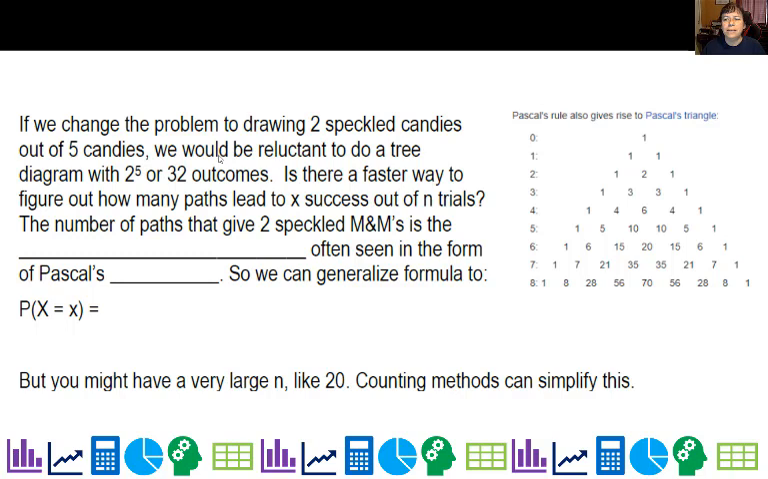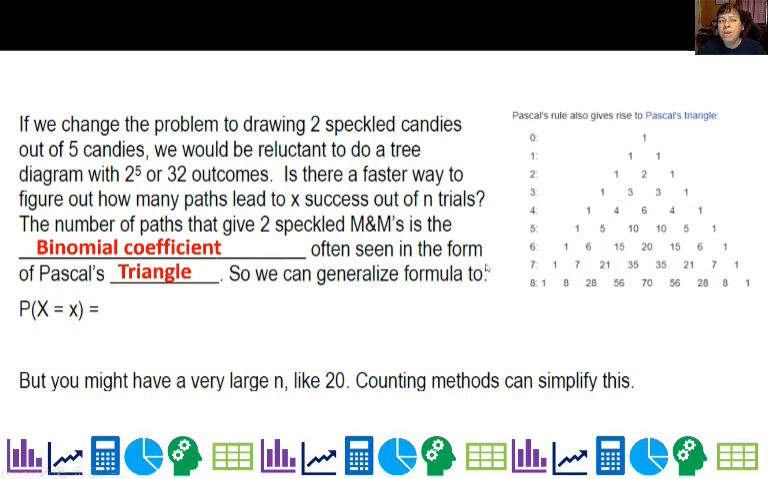Well, the number that gives the two speckled M&Ms is called the binomial coefficient, and we often see it in the form of Pascal's triangle. If I have any math nerds here, you've probably seen this before. And when you studied binomial expansions in algebra or pre-cal, these numbers might look familiar, like x squared plus 2x plus 1, x cubed plus 3x squared plus 3x plus 1. So you've seen this before.